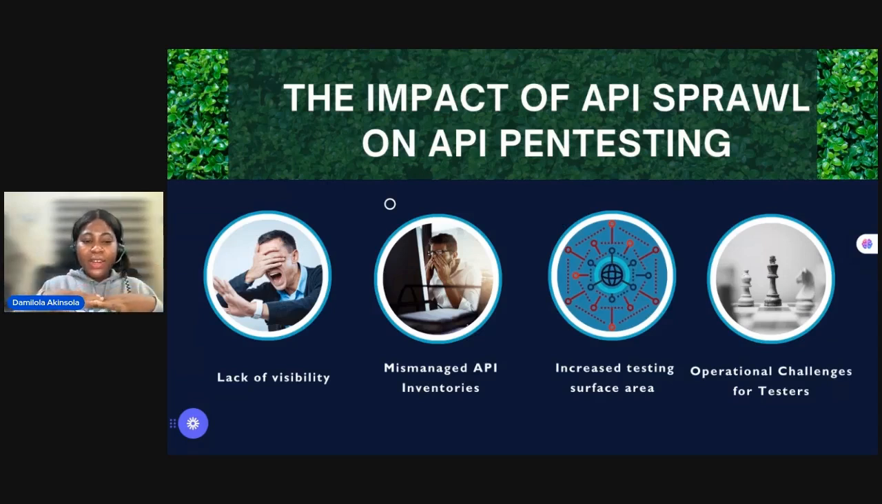So, a good example is this picture. If you cover your eyes, you obviously can't see what's in front. Or if you just take a hand and cover here, you can't see what's right here. So that's like API sprawl. If you have no documentation whatsoever, that means you have no visibility. You're literally testing in the dark. You can't see anything, which is way worse, right? You don't want to be like that.